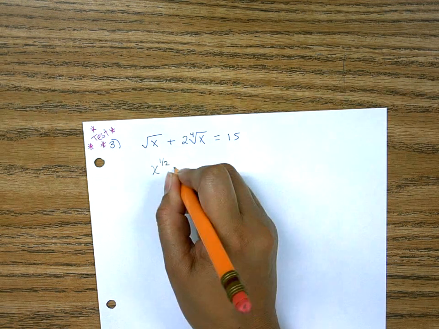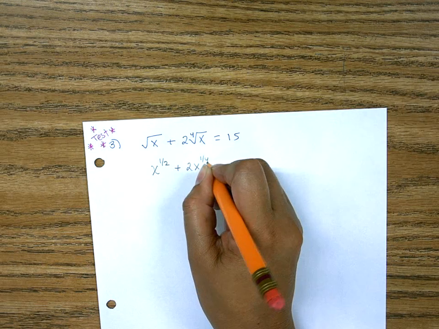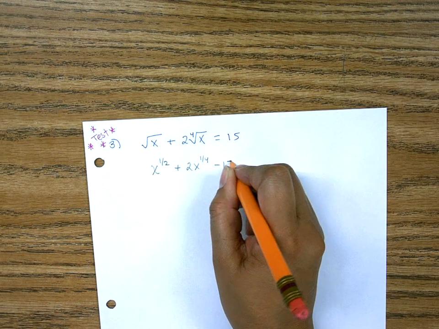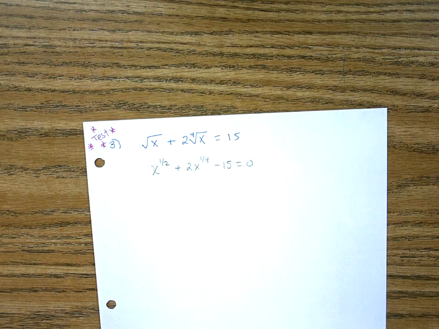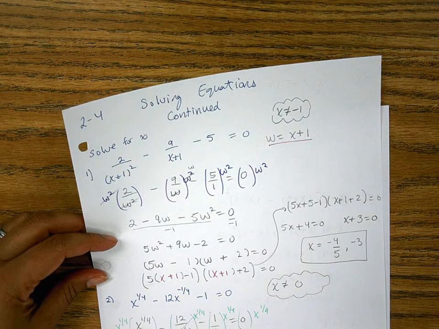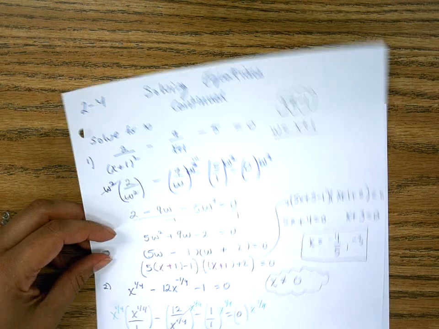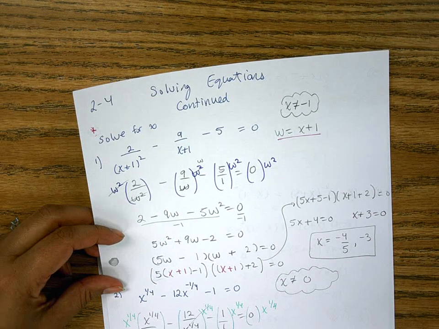What you're going to do for each one is rewrite it like so. x to the 1/2 plus 2x to the 1/4, I'm going to subtract that over, minus 15 equals 0. Now I'm hoping when you look at that, you're like, oh, I do remember doing those problems. I'm going to show it to you really quick. It's something like these here.